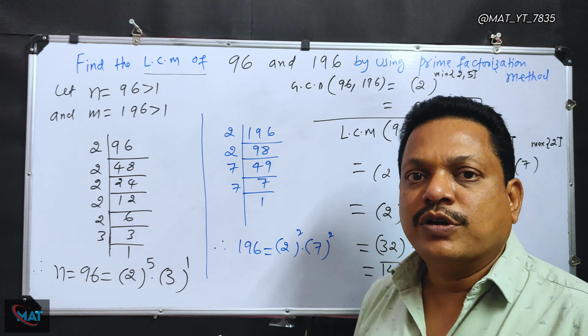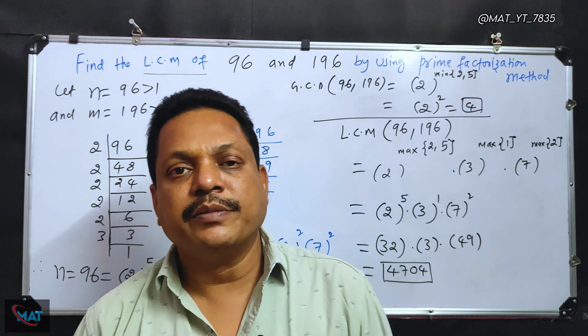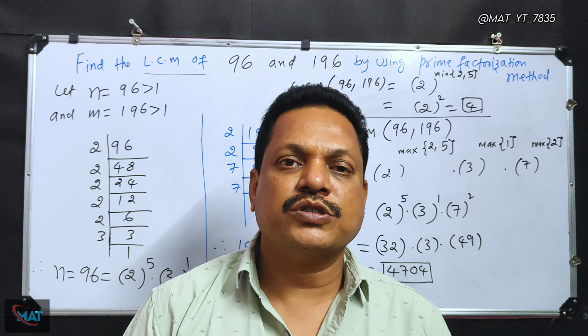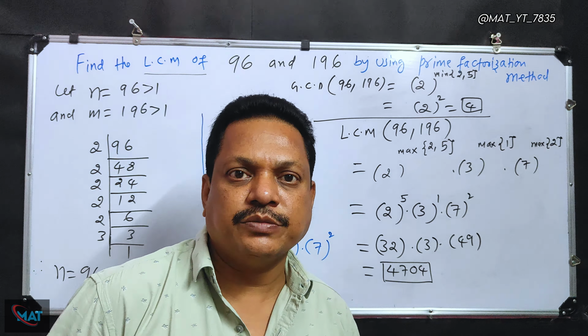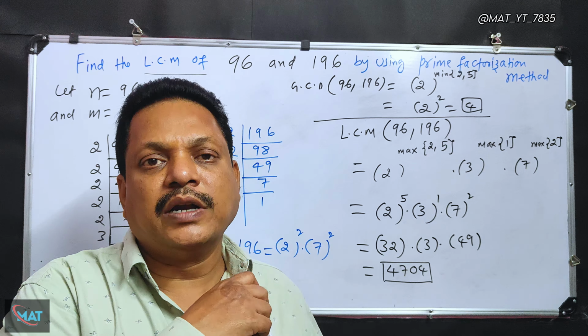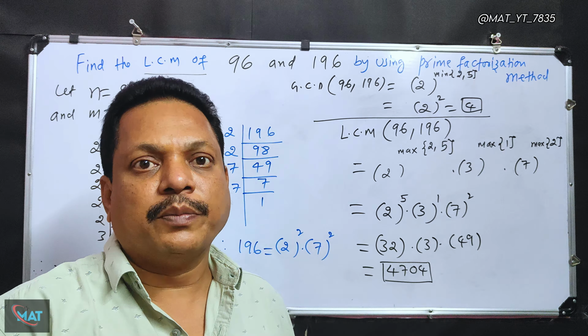Hope this video is clear to you. To find the LCM and GCD, in two separate videos I explained using the prime factorization method. It is also called the fundamental theorem of arithmetic, and how to apply it.